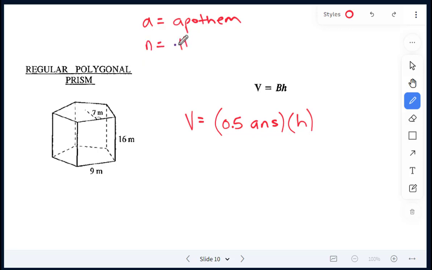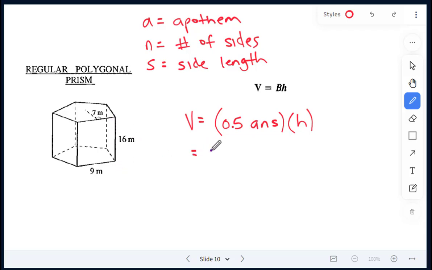N is the number of sides. All right, so in this case, 1, 2, 3, 4, 5. And then lastly, the S here represents side length. So the side length is 9 meters, and then we multiply all of that by height, which is 16 meters.